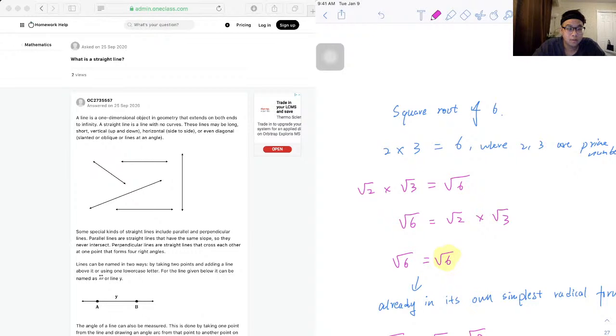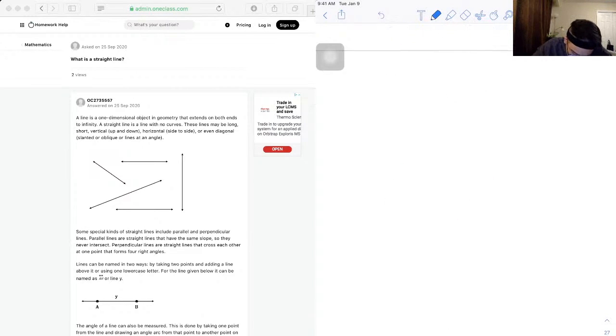All right. So coming up, we have our next question. It's asking us, what is a straight line? A straight line is a one-dimensional object in geometry that extends on both ends to infinity. So let's write that down first.